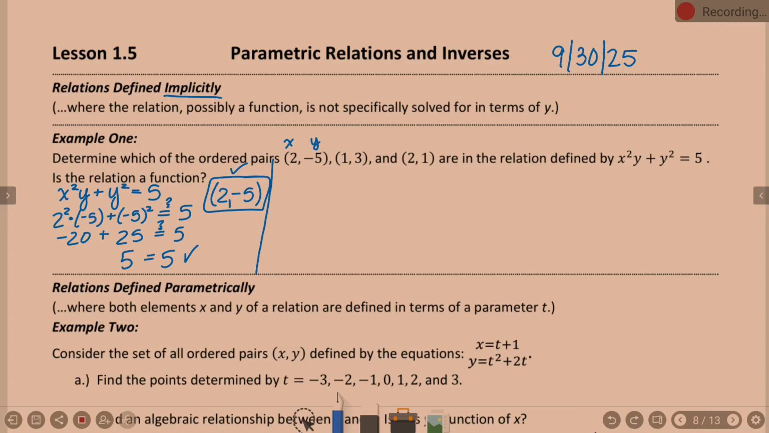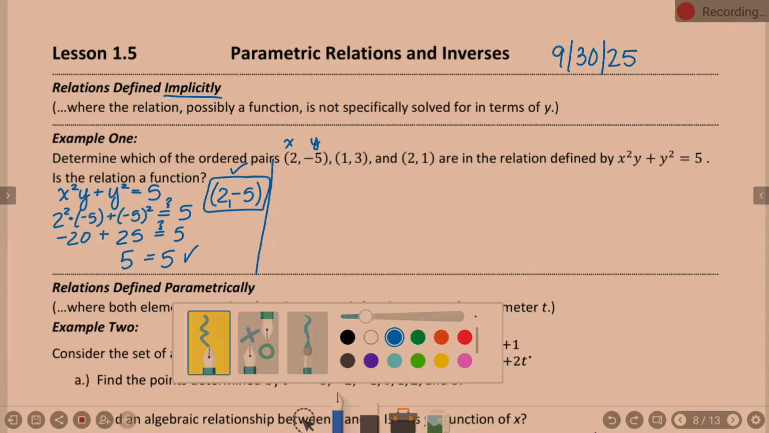Okay? Now, is that the only one in the relation? No. We don't know yet, right? So you need to check. Don't just assume, oh, that one works, none of the rest do. You guys know there can be more than one correct answer, can't there? So, let's repeat the process with (1, 3).